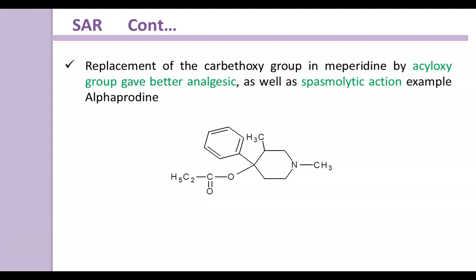Moving to the next point, the replacement of the carbethoxy group in meperidine by an acyloxy group gave better analgesic as well as spasmolytic action. An example is alphaprodine. Here is the structure of alphaprodine, which has a very good analgesic action as well as a spasmolytic action. Here we introduce this acyloxy group.